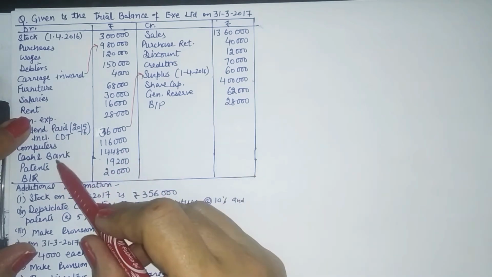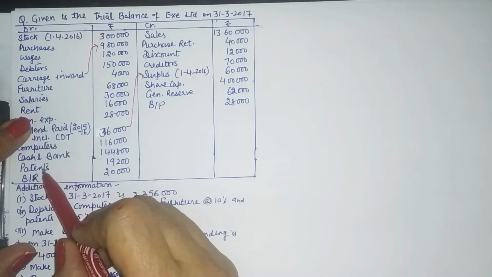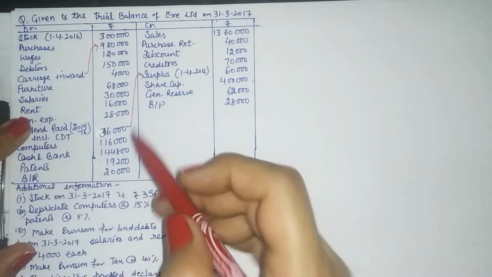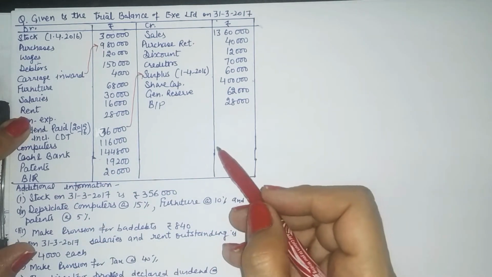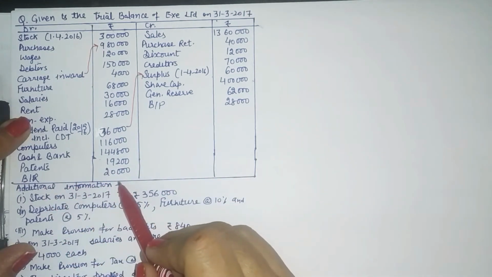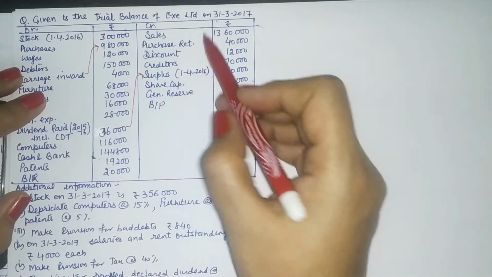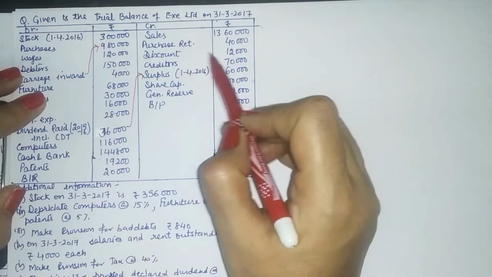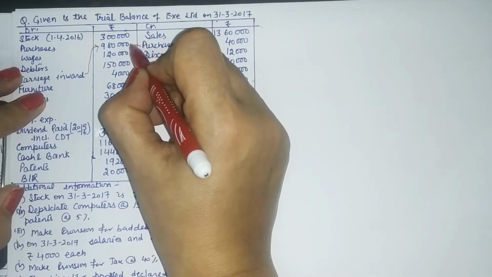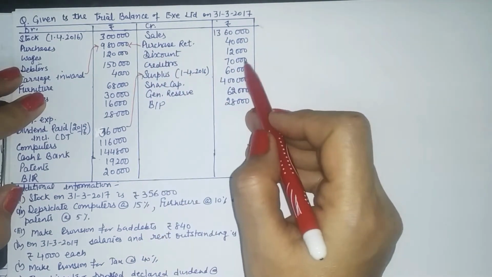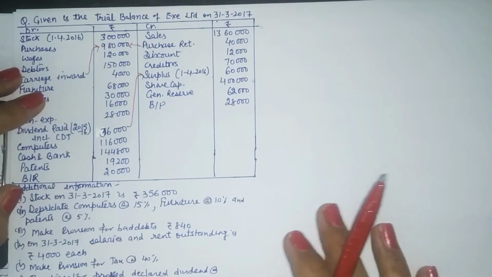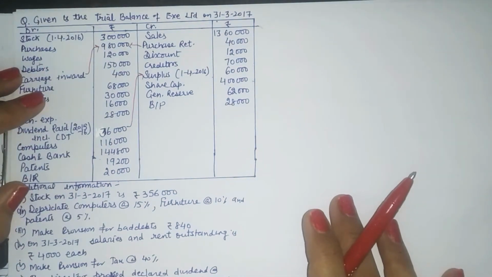Computers is your fixed asset, cash and bank balance. Then patents is intangible fixed asset. So you have both tangible as well as intangibles. Then you have bills receivable, alright. Now on the credit balances we have sales. Purchase return will again be adjusted in the purchases. Discount. Now discount is an income of the company but it is not an operating income, it is other income.